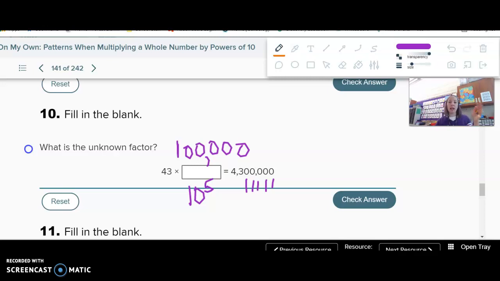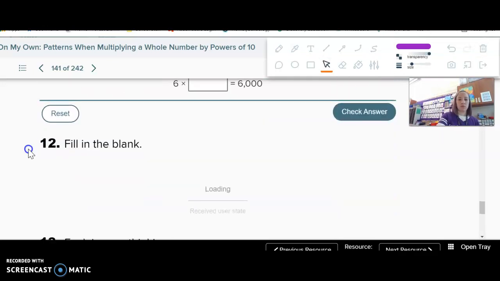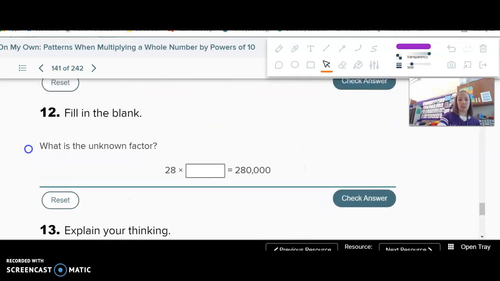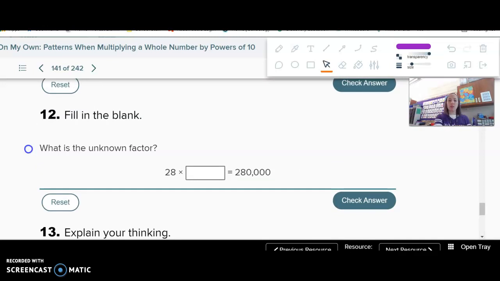So I just have to think, how many zeros did I add on? I started with none, I added on 5, so I multiplied by 10 to the 5th. All right, 28 times something equals 280,000. What is it going to be?